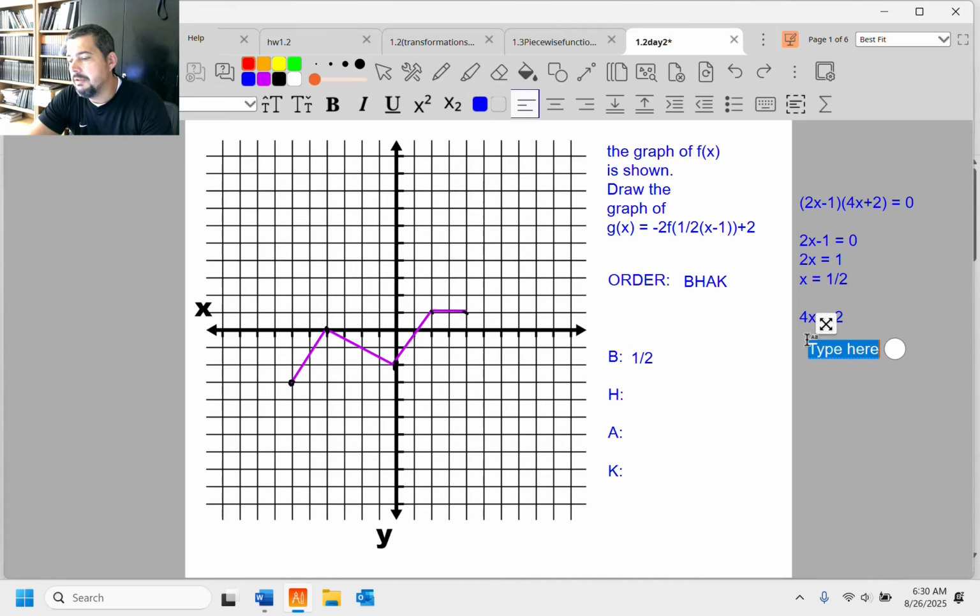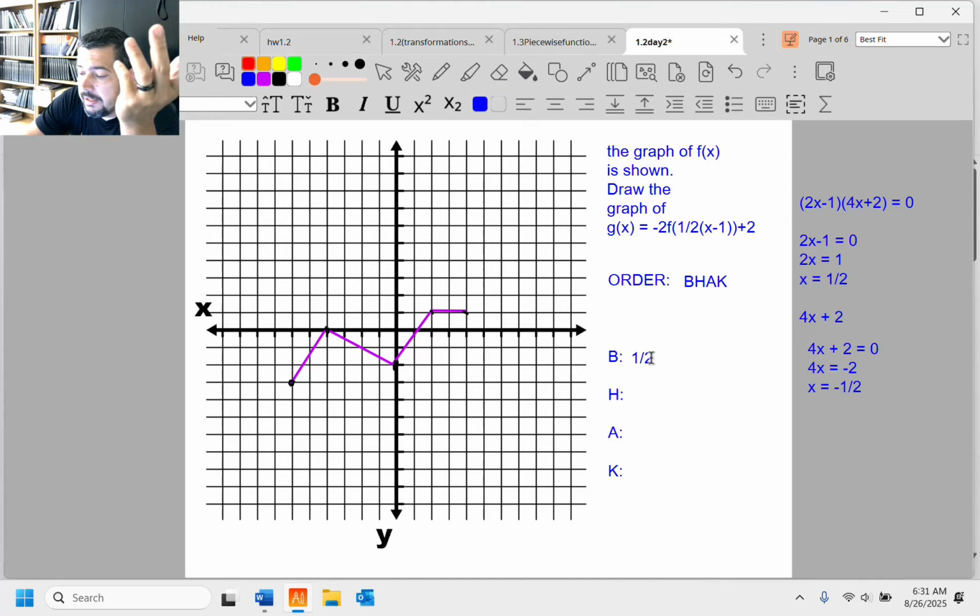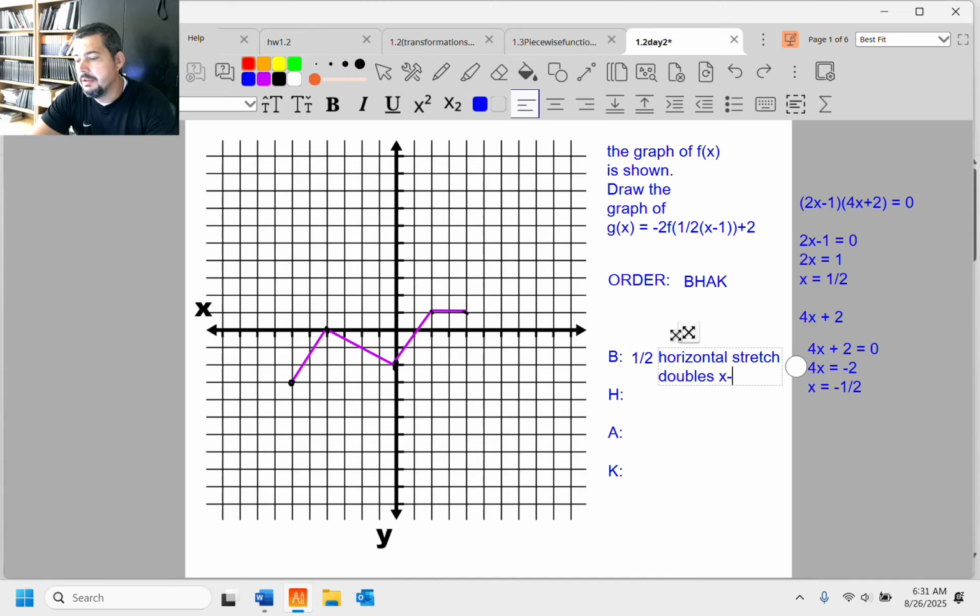This one would be similar. We'd set that equal to 0. We would take away 2 from both sides, and we divide by 4. So we have the sign change, and we have division happening. It works opposite the way you think. And again, this is going to be a horizontal stretch. And what it does is it doubles the x values.